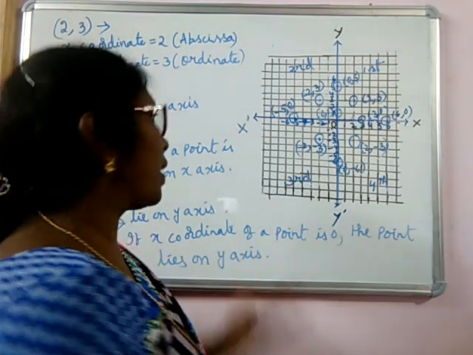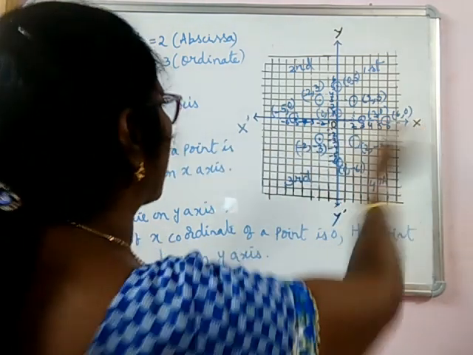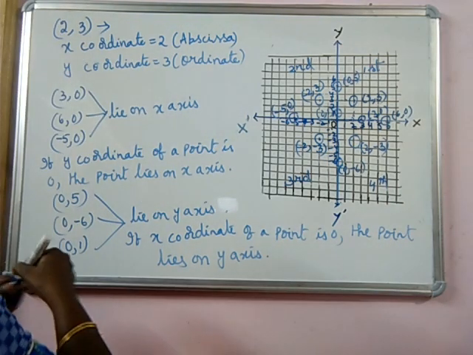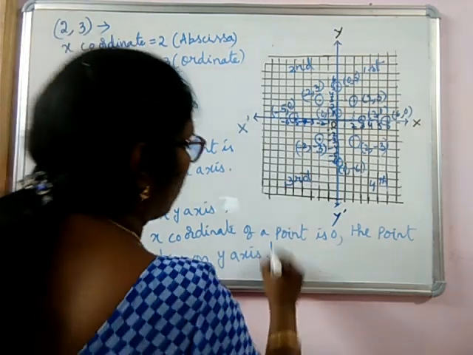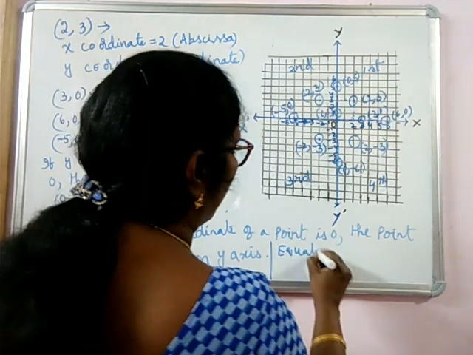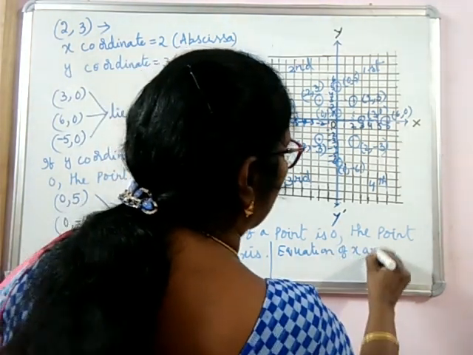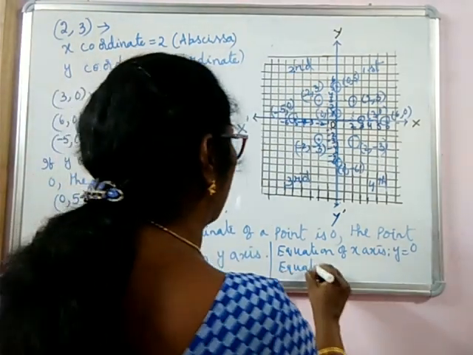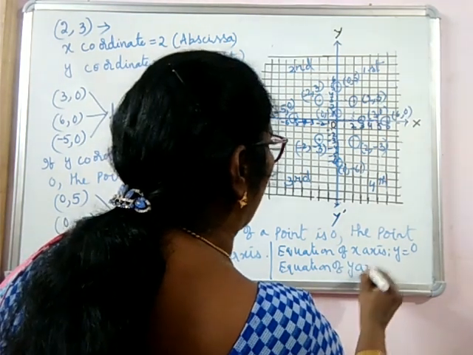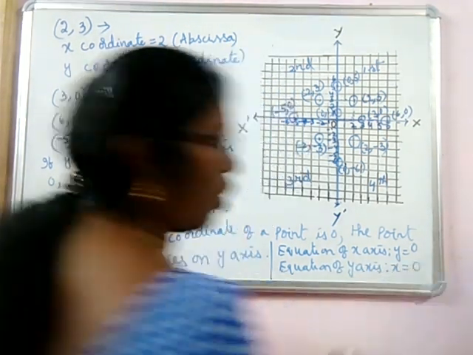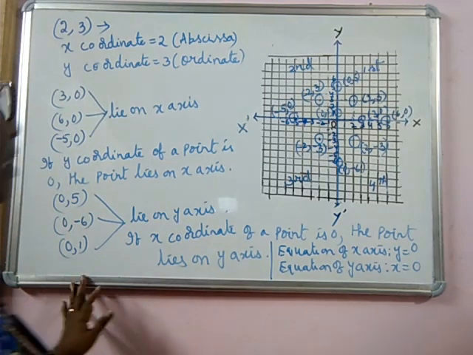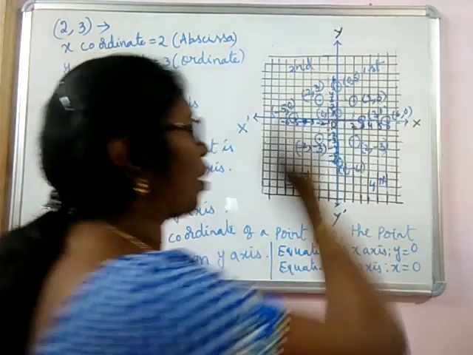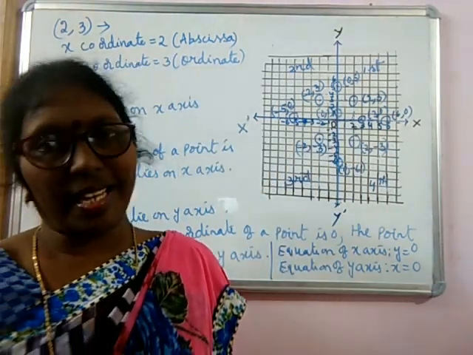Are you clear? So we can say that equation of x-axis is y equal to 0 and equation of y-axis is x equal to 0. That means if the x coordinate of a point is 0, point lies on y-axis. If the y coordinate of a point is 0, the point lies on x-axis.